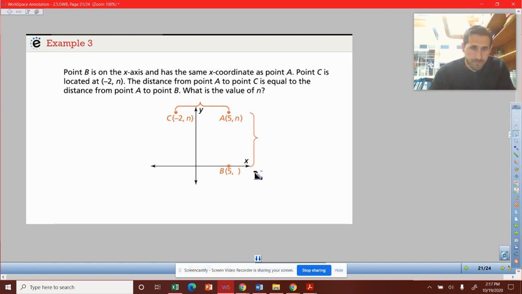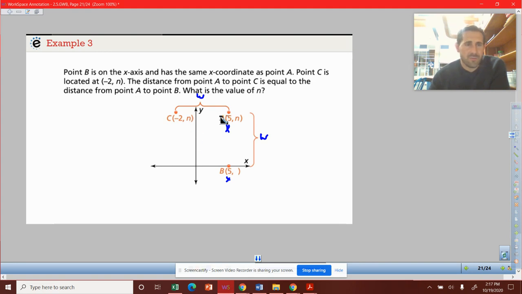Point B is on the x-axis and has the same x-coordinate as point A. And you can see that: the x is 5 and the x is 5. Point C is located at -2, and the distance from point A to C, I'm going to call it W, is the same distance as this one, which I'm calling a W. Okay, the distance from A to C is equal to the distance from A to B. What is the value of N?